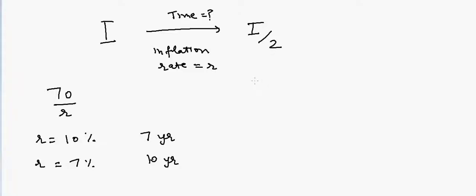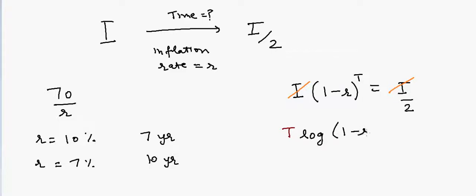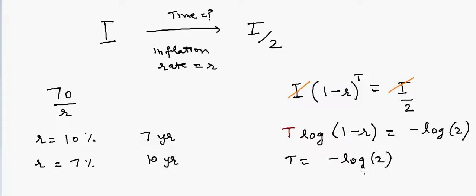Let's try to solve the same problem with a general approach. We have an investment I and an inflation, so we say (1 minus R), and the inflation is for time period T, compounded every year, and that should be equal to I divided by 2. If we solve this equation, the I cancels out, and we have T log of (1 minus R) is equal to minus log of 2. So T will be equal to minus log of 2 divided by log of (1 minus R).